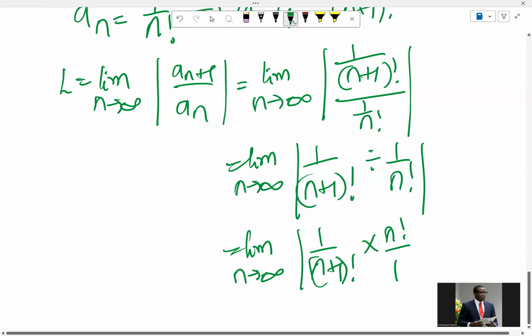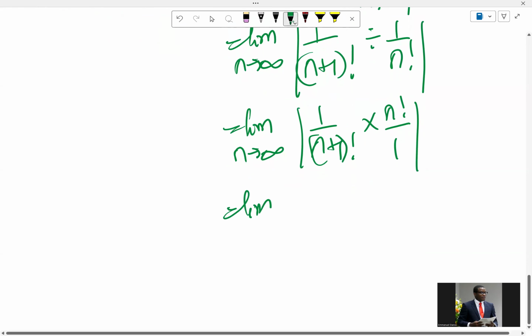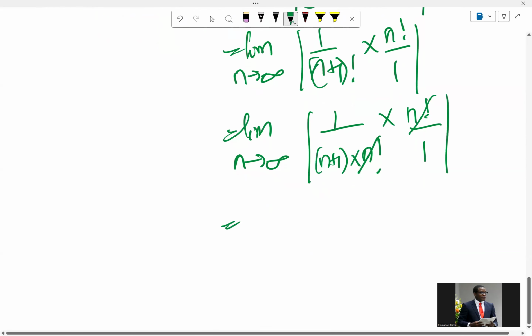So that we can now have the limit as n approaches infinity of 1 over, of course, since we have n factorial up there, we can break this down as (n+1) multiplied by n factorial, then that times n factorial all over 1. So this cancels this, and then we have the limit as n approaches infinity of the absolute value of 1 over n plus 1.